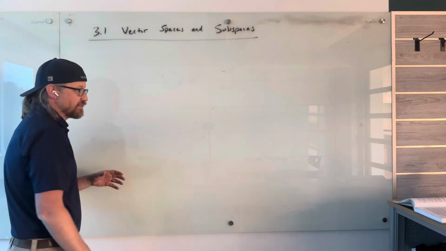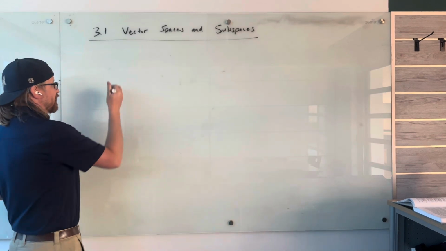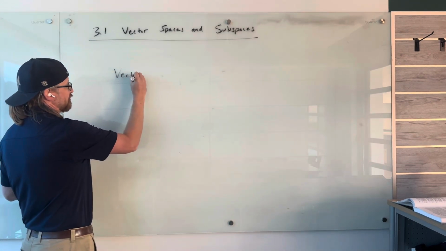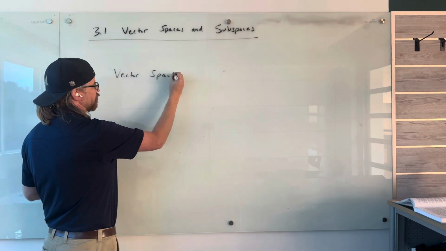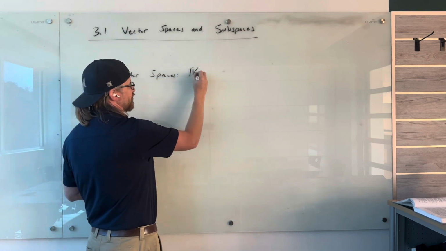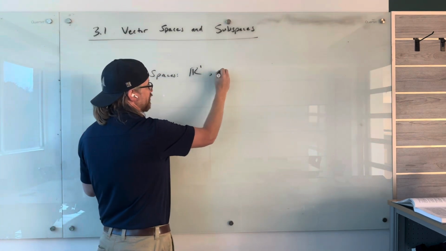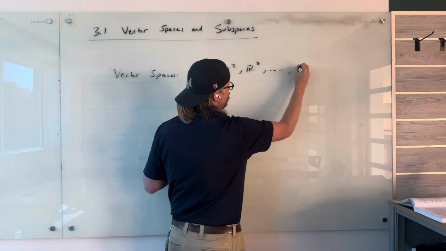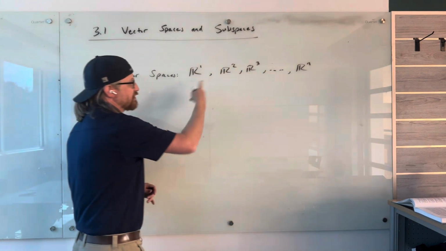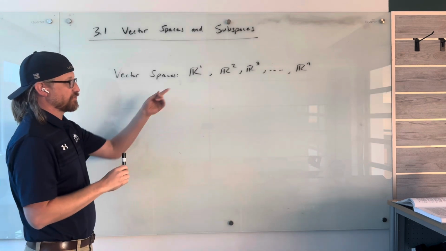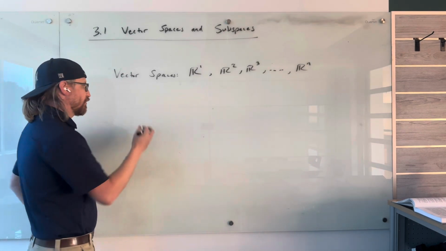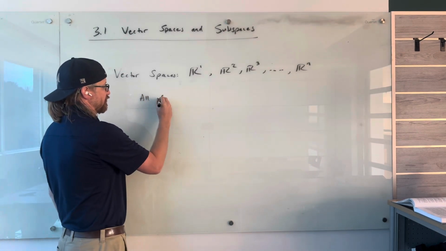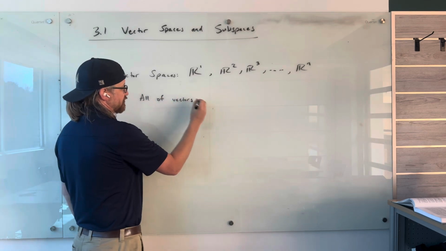And so to help define what that is, when we talk about vector spaces, the primary vector spaces that we will be working in are of the Rn, so R1, R2, R3, all the way out to Rn. And when we look at these vector spaces, specifically up to Rn, what we're looking at are all of the vectors in these spaces.